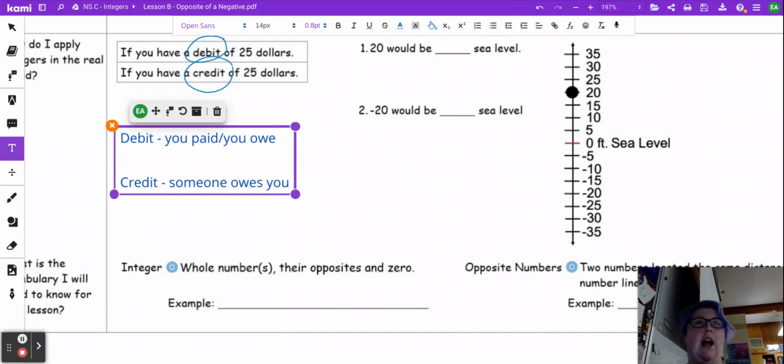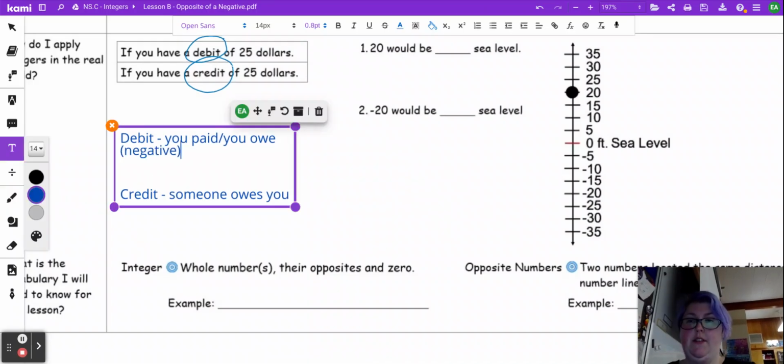So you have a credit with a store, you return some clothes, and they say, here's your store credit. That means they're giving you something back that you can spend at their store. You don't have to pay more money. You have a credit with them. So the debit would be negative, and credit, if someone owes you, would be the opposite. It would be our positive.